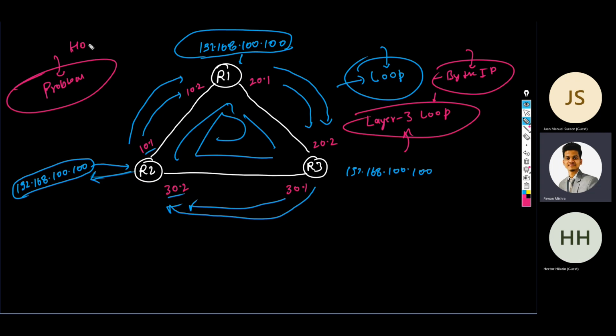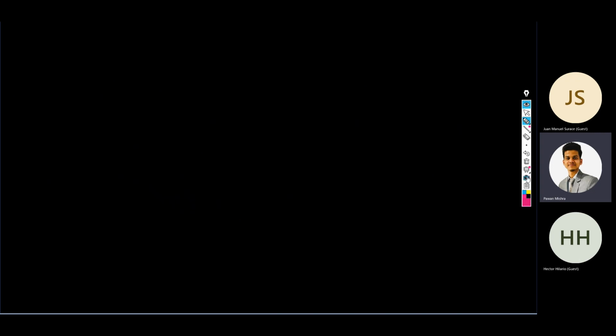So how to resolve this problem? We can resolve this problem using TTL. TTL stands for time to live. Now what's happening? Let's say we have a router R1, R2, and then R3.